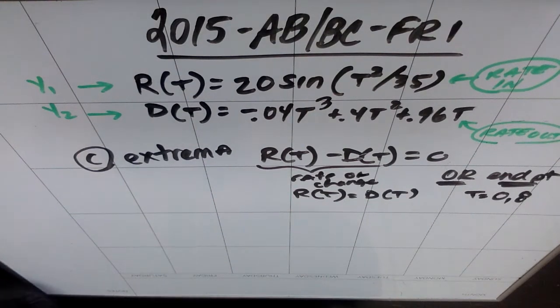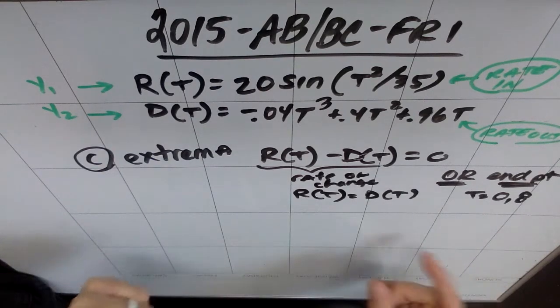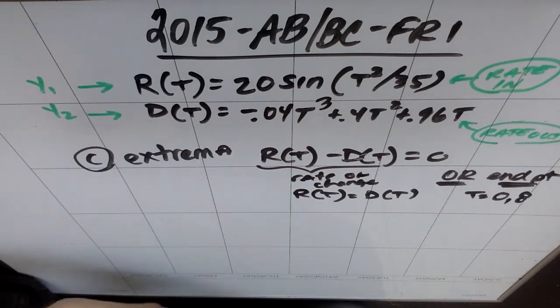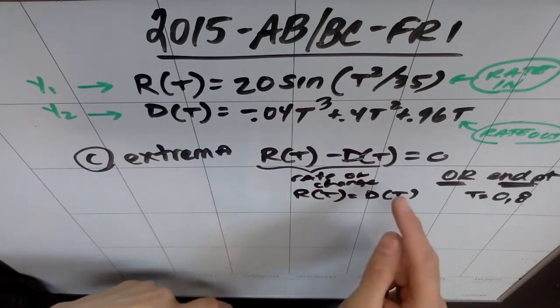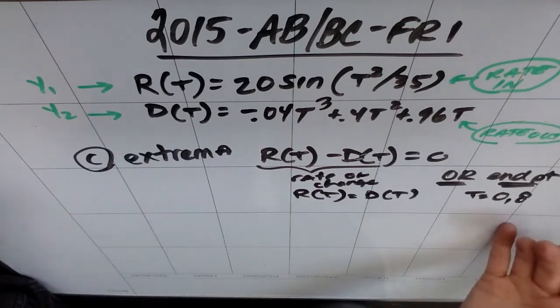Back with part C of 2015 AB/BC free response 1. For part C, we were tasked with finding at what time in the window from 0 to 8 inclusive is the amount of water in the water pipe a minimum. Justify your answer. When last we left off, I was explaining that the only possible extrema happen at the critical points for the amount of water, which would be when the rate of change of the amount of water, R of t minus D of t, equals 0, or at the endpoints t equals 0 and t equals 8.